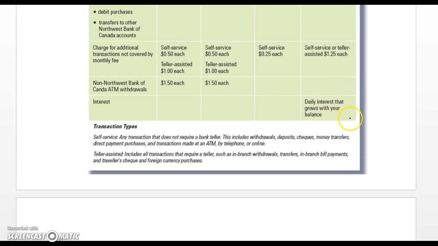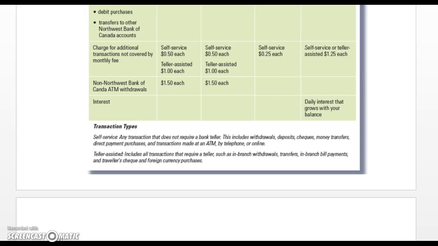Down there you have a daily interest that grows with your balance. And it doesn't state what type of interest, but typically when we're talking about daily interest, they're typically not very high rates. You got to remember that banks want to make money, so it's probably going to be a very low interest rate that might give you maybe even a couple cents based on how much money you have in your account. So it's usually based off of a very low amount.